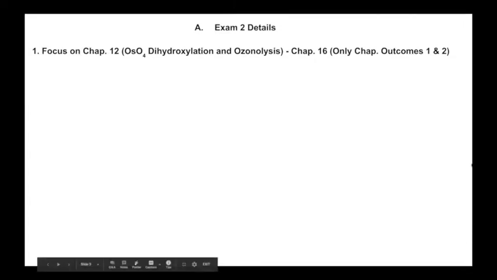And then after 12, we'll have 13, 14, 15, and then 16, but only outcomes 1 and 2 from 16. And I'll be talking about that today. It shouldn't be a problem. It's just going into the electron withdrawing and donating effects on acids, something you've seen before.